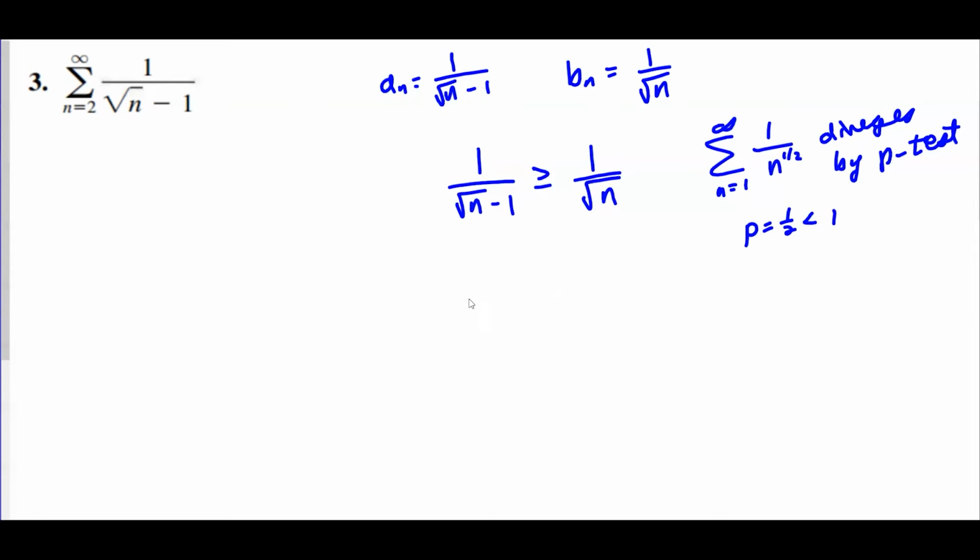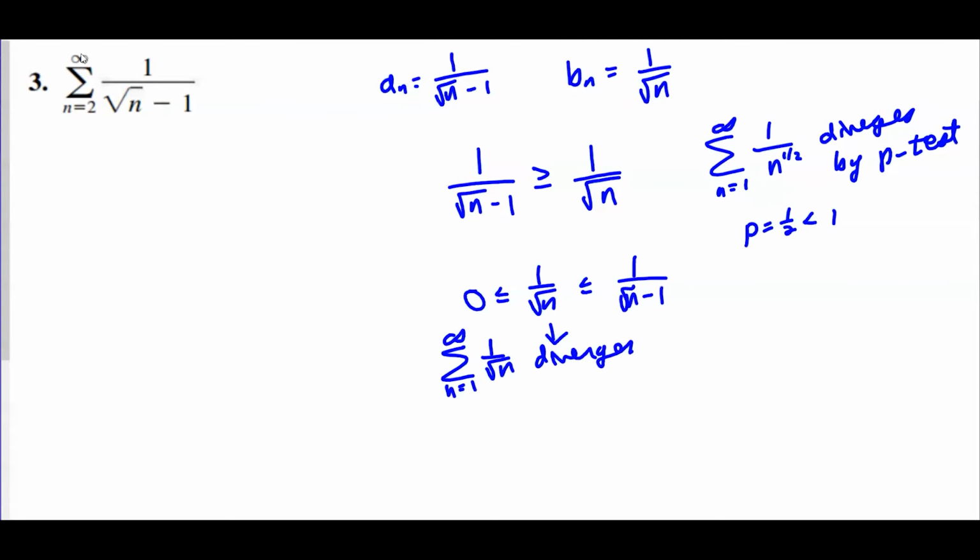So, and these are positive too, right? So I've got 0 is less than or equal to 1 over square root of n, which is less than or equal to 1 over square root of n minus 1. I know that this diverges. That's the one in the middle. That means this guy, the series, diverges. So this series must also diverge. Actually, this is from 2 to infinity. That's okay. From 2 to infinity, this guy's going to diverge because this one diverges.